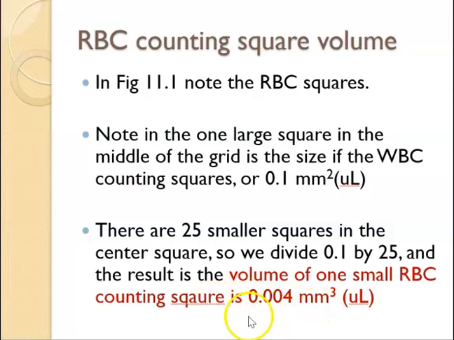And again, you'll need to remember this number because we're going to need it for our formula or calculation when we're finding our average red blood cell count in a few minutes. So remember that for white blood cells. Remember this number for red blood cells. Again, both numbers are our volumes for those squares.